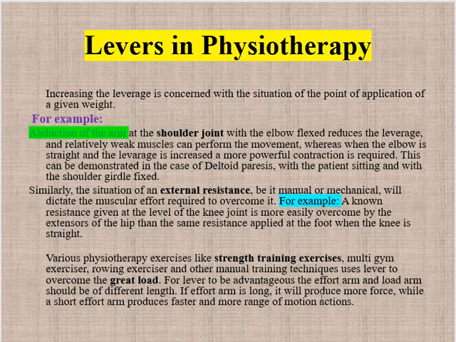For a lever to be advantageous, we can say that effort arm and load arm should be of different length. If effort arm is long, it will produce more force, while a short effort arm produces faster movement and more range of motion. As you look at levers of third order, third order levers are levers of velocity, while the second order lever is the lever of power, in which case the effort arm is large.